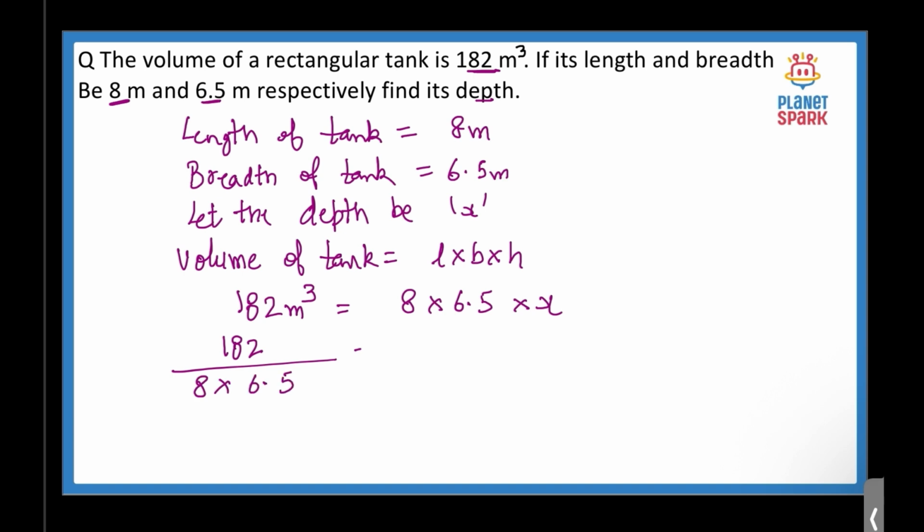Now 8 into 6.5 is multiplied on the RHS. If I take it to the LHS, it would be divided. So 182 upon 8 into 6.5 is going to give me X. 8 multiplied by 6.5 will give you 52. When you divide it, you will get 3.5 as your answer. So that means the depth of the tank is 3.5 meter.